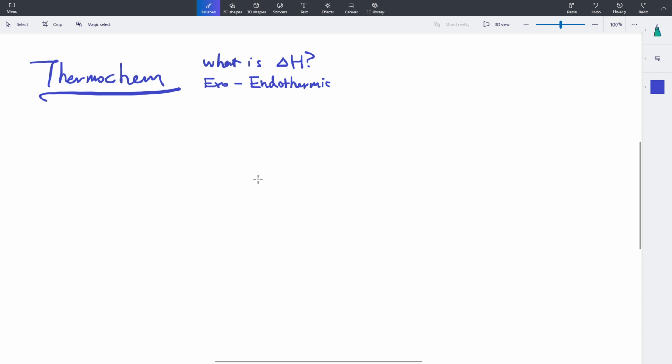This time I'll be going over sort of an intro to thermochemistry, and I'll be going over these two topics. Firstly, delta H or enthalpy, and then whether a reaction is exo or endothermic based on the delta H, as well as phase, because that's a little bit confusing.